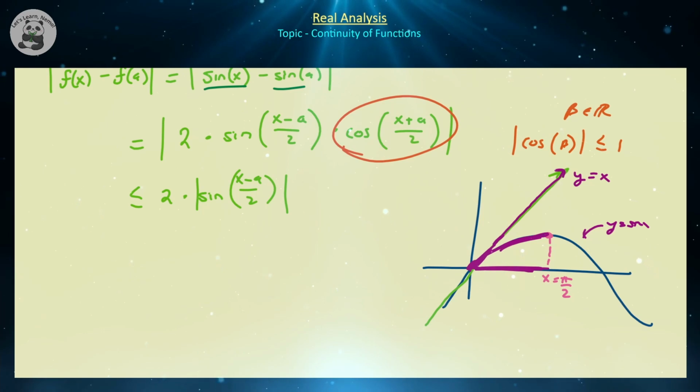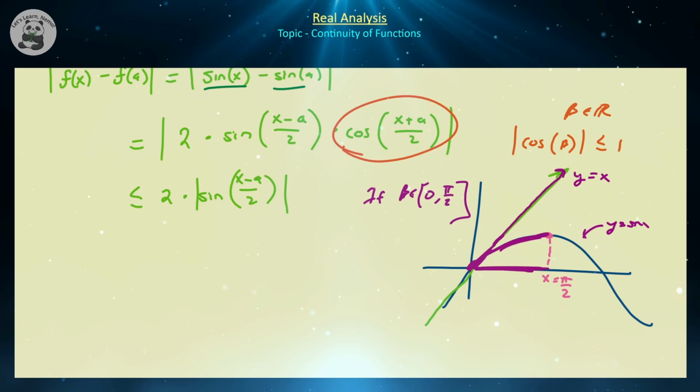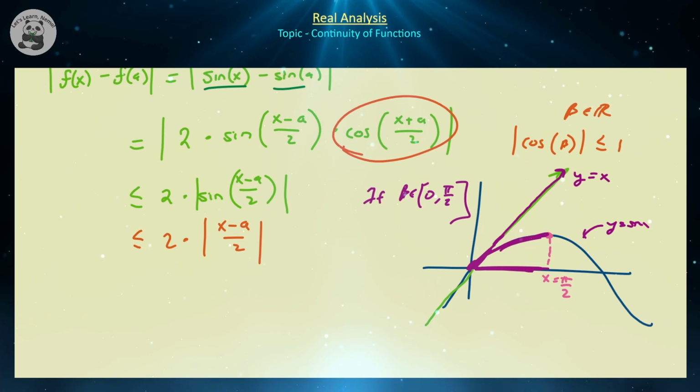That's actually not too hard to prove with basic trigonometric principles. So if our beta belongs to 0 to pi over 2, that means sine of something will be less than or equal to something. So that's going to be less than or equal to 2 times the absolute value of x minus a over 2. So those 2's are going to cancel, and that means this is going to be less than or equal to, or actually equal to, the absolute value of x minus a.